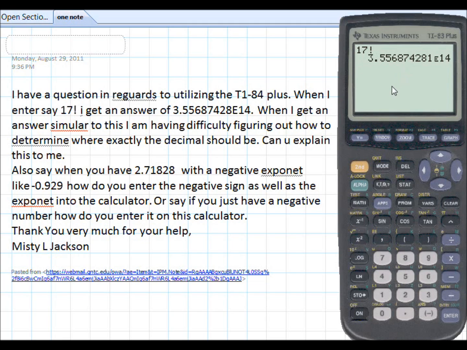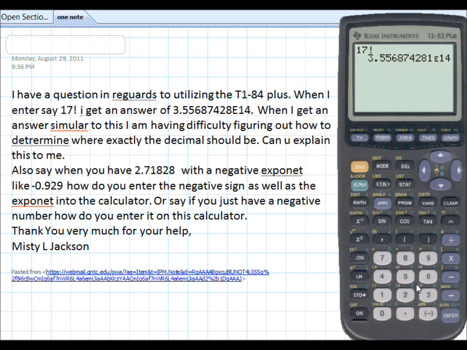And the reason you see this here, and I'm circling it, is because your calculator cannot display something. This e to the 14th means you would need to move this decimal place over 14 spots to come up with the actual number, and your calculator can't display that. It can handle maybe 10.